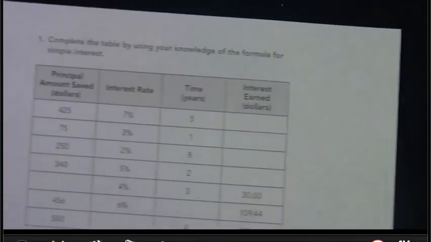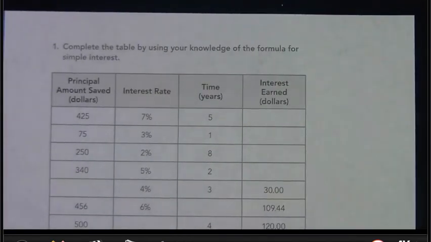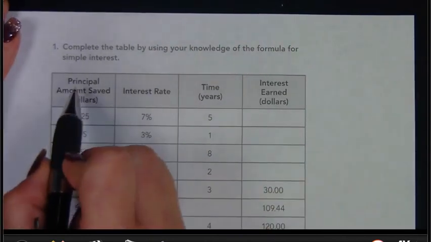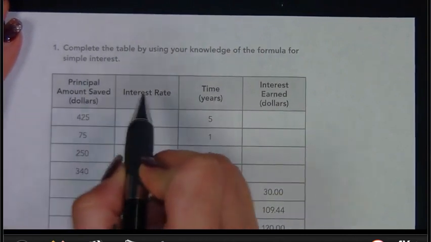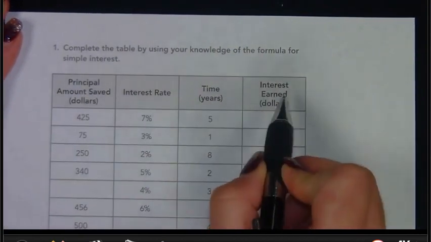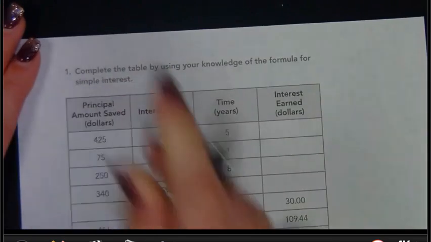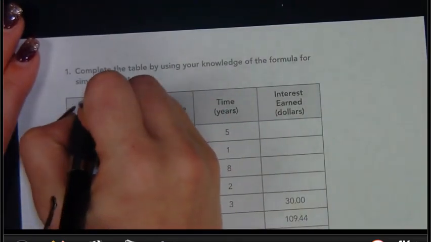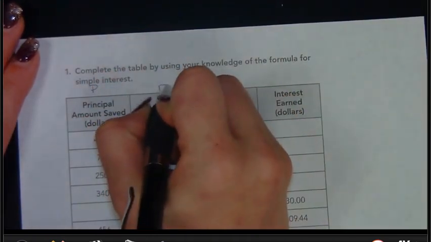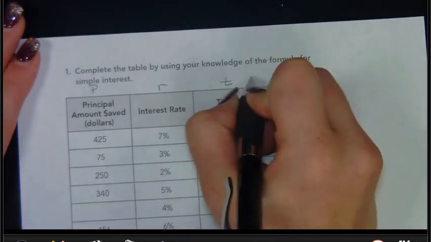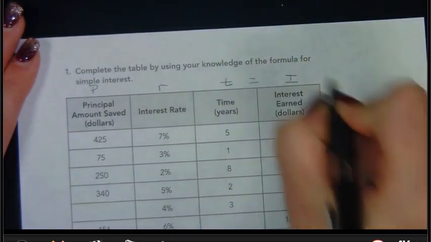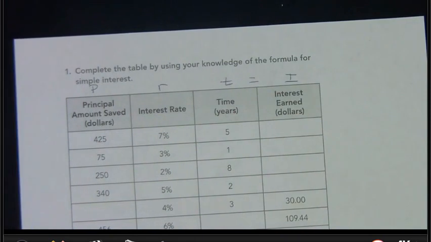All right. So number 1, complete the table by using the knowledge of the formula for the simple interest. So principal amount saved in dollars, interest rate, time in years, and interest earned in dollars. So let's go ahead and label our columns to have P, R, T is equal to I. So PRT is equal to I. Give me just a second. There are 2 pages.